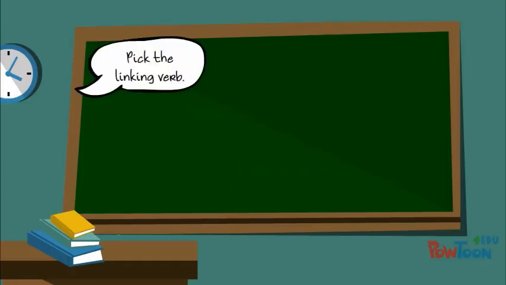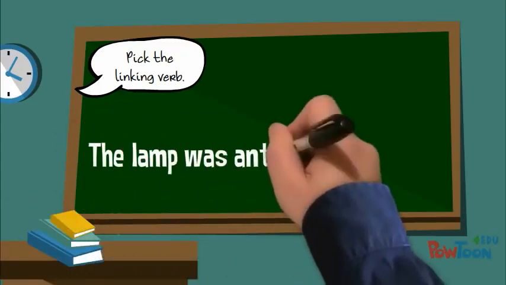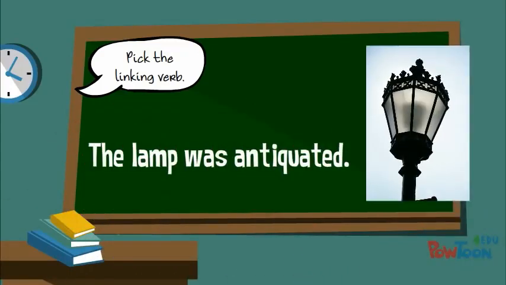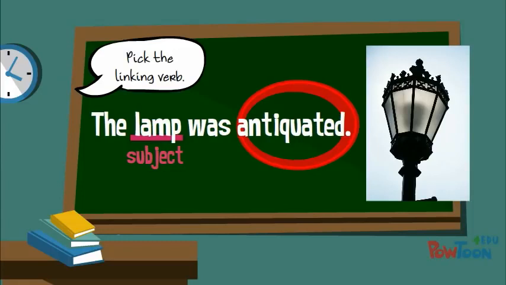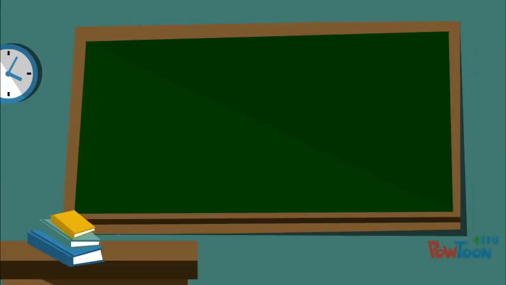See if you can pick the linking verb in the next sentence. The lamp was antiquated. Well, let's break it down. The subject of the sentence is the lamp. The extra information is that it was antiquated. That means really, really old. So the linking verb is was. It's that necessary piece of the puzzle to make this sentence make sense.